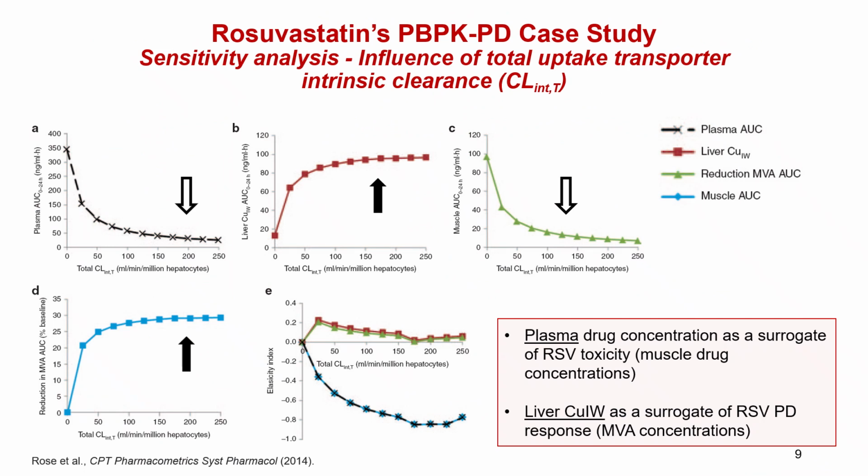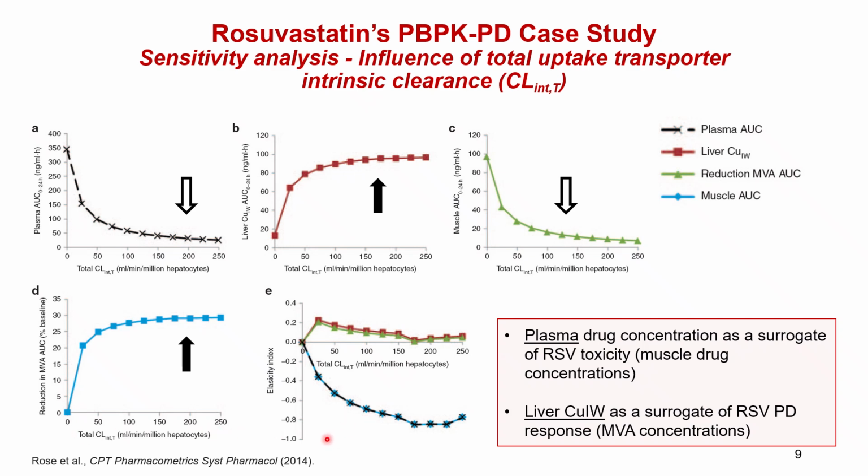A sensitivity analysis of the influence of total uptake intrinsic clearance, or the CLint, by the OATP1B1 transporter was also performed. In the different graphs here, the total intrinsic clearance by the OATP1B1 transporter is on the x-axis, and on the y-axis, in the first graph there is plasma AUC, then the second has the liver unbound intracellular concentration or AUC, then the third represents the muscle AUC, and finally we have the reduction in the mevalonic acid AUC.